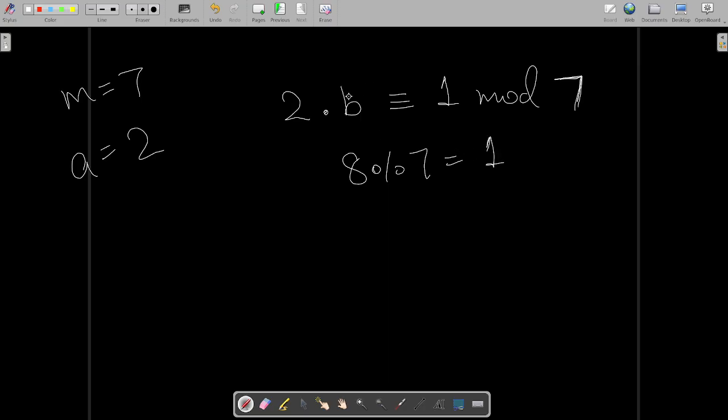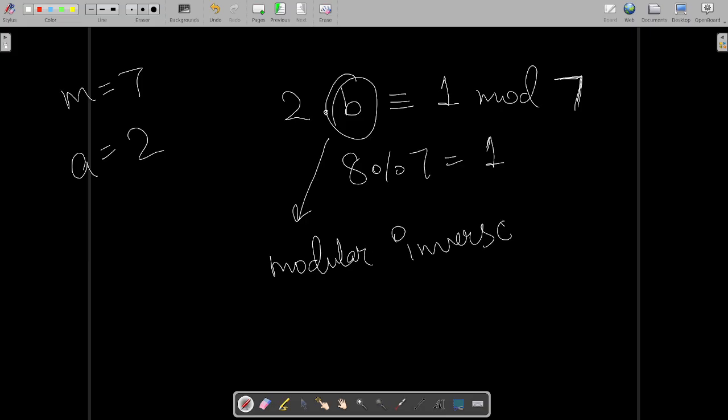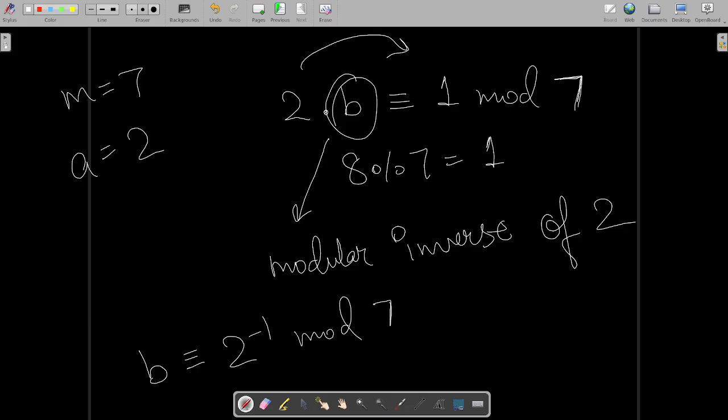Now tell me, do you understand that b is called the modulo inverse of 2? Basically 2 dot b, or you can actually write it like this as well. If you send 2 here, you will realize that b is 2 modulo inverse, which is basically 4. Now do you understand how you are calculating this?